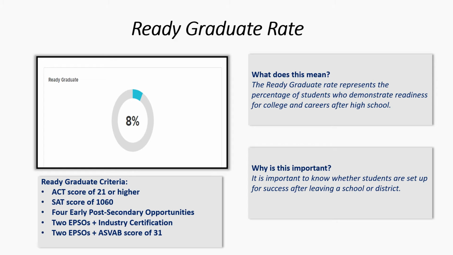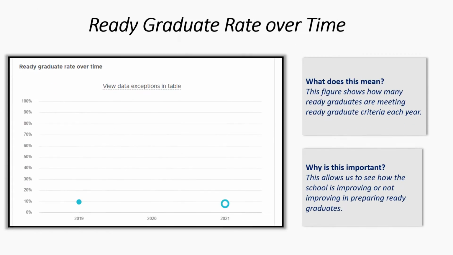It is important to know whether students are set up for success after leaving a school or district. Ready graduate rate over time. What does this mean? This figure shows how many Ready graduates are meeting Ready graduate criteria each year. Why is this important? This allows us to see how the school is improving or not improving in preparing Ready graduates.